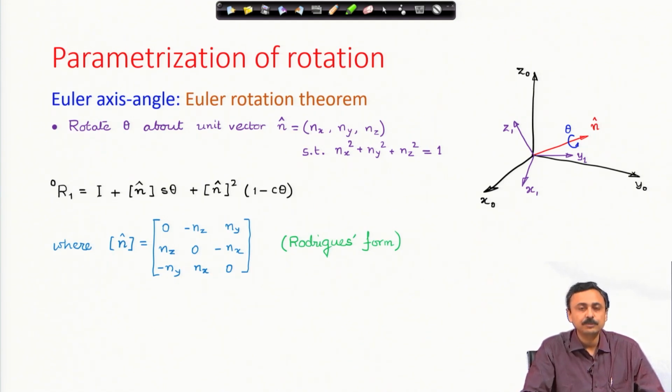You can remember this expression of a general rotation matrix, where n cap is the Rodrigues form of the n cap vector, and Rodrigues form, recall, is a skew symmetric form, and this is a very special structure. Please remember this.